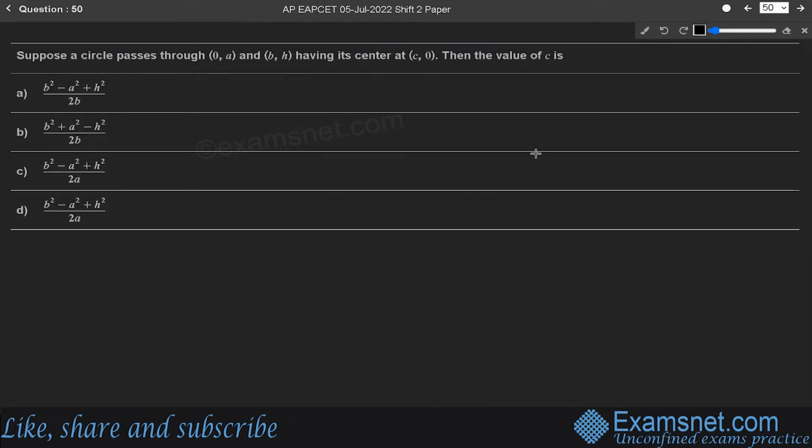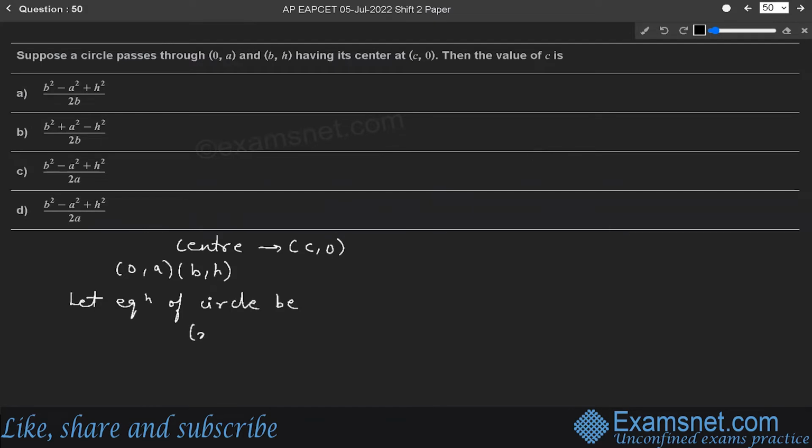Next question is, suppose a circle passes through (0, A) and (B, H), having its center at (C, 0). It is given that center is at (C, 0) and it passes through the points (0, A) and (B, H). Then the value of C is, we have to find the value of C here. Firstly, let the equation of the given circle be (x minus c) whole square plus (y minus 0) whole square is equal to r square.